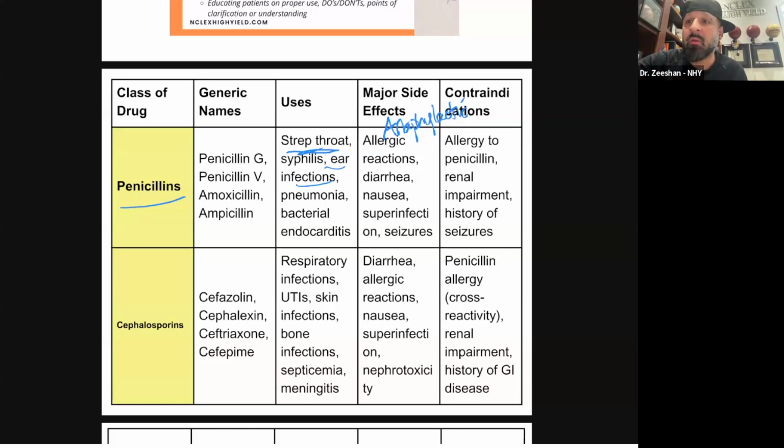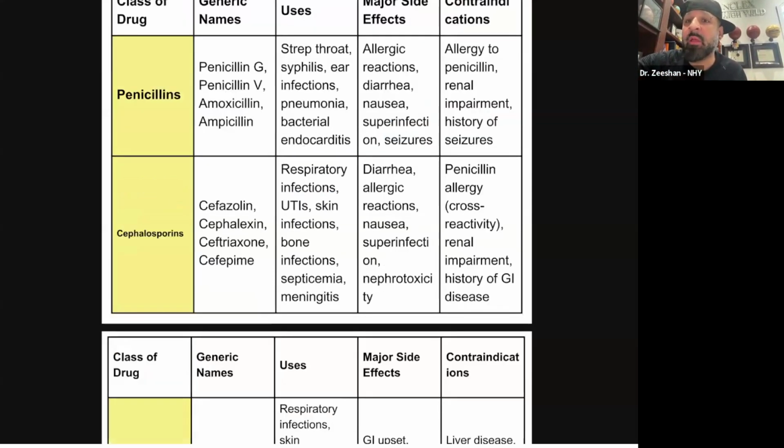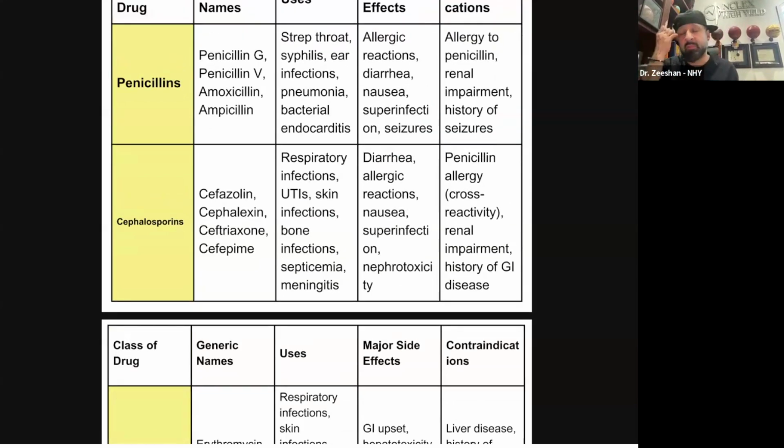Now, we move on to the second most common one. The reason I put this as the second most commonly tested is because cephalosporins are also a great broad spectrum. They can cover a lot of different bugs, like respiratory infections and skin infections. But the problem is that it has cross reactivity with penicillin.